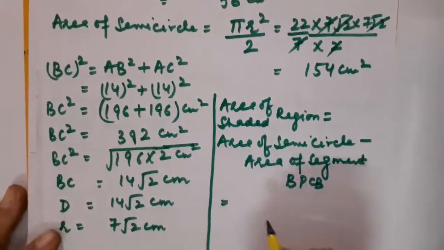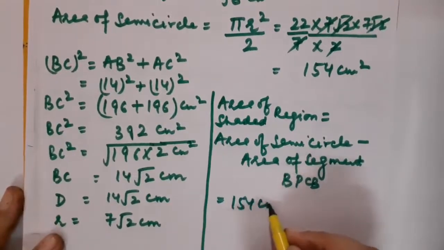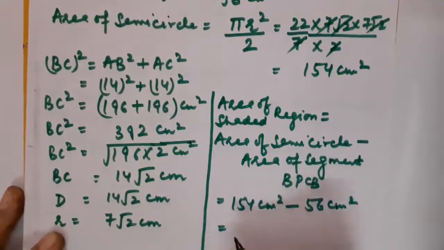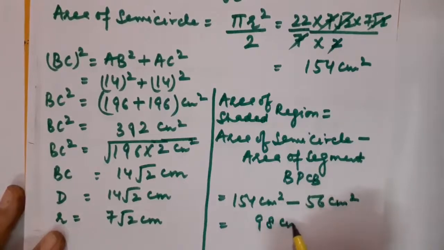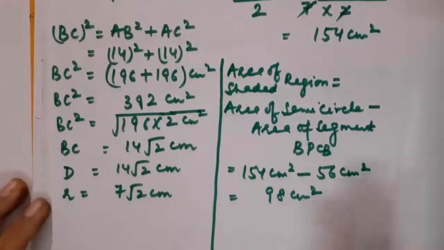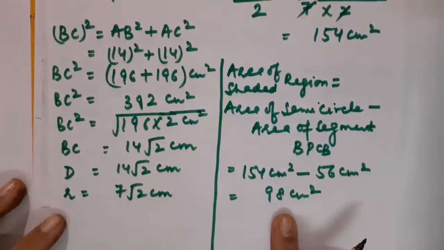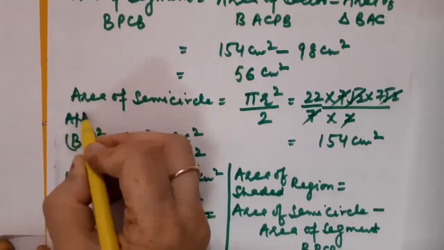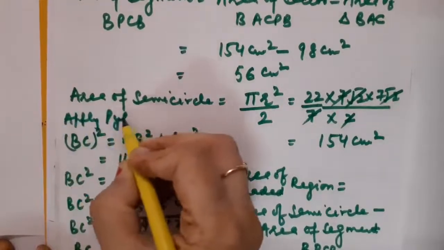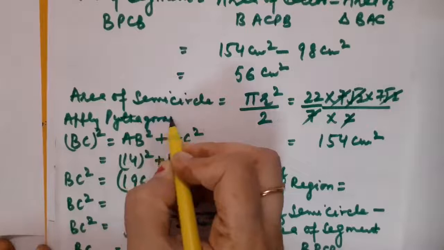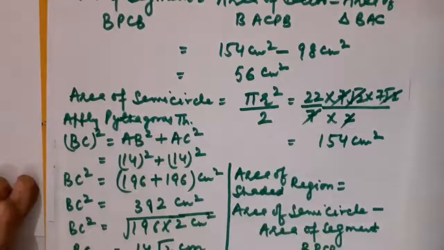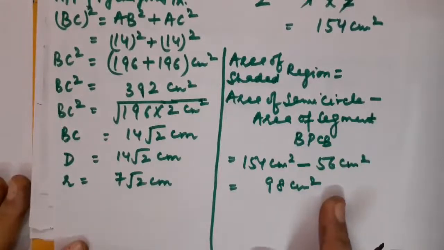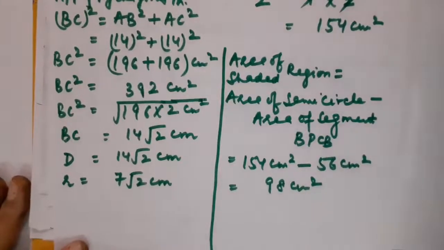Fine. So let us subtract it. 154 centimeter square minus 56 centimeter square. So children, I will be getting 98 centimeter square. So this is the area of the shaded region. Correct? Children, if you want to write, you can here write down applying Pythagoras theorem. Fine. Because we are applying Pythagoras theorem so that we can come to know about the diameter of the semicircle. I hope you have understood this question, that how did I proceed in it.